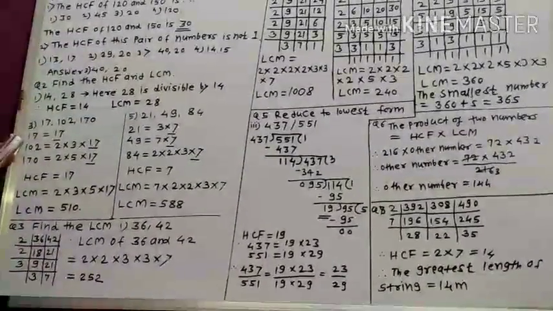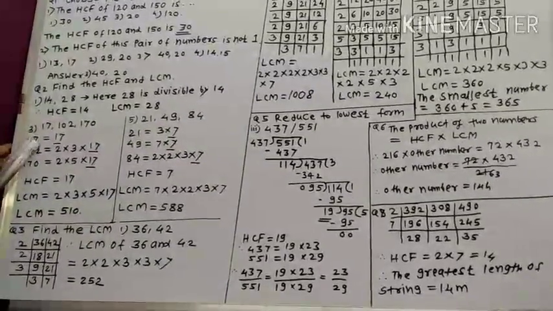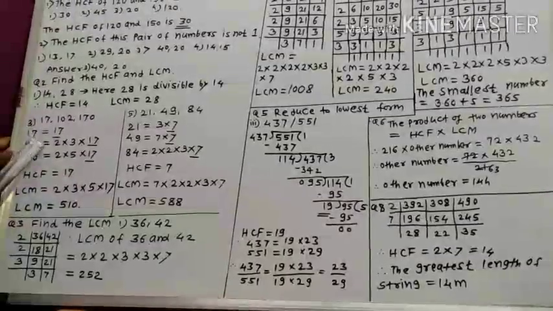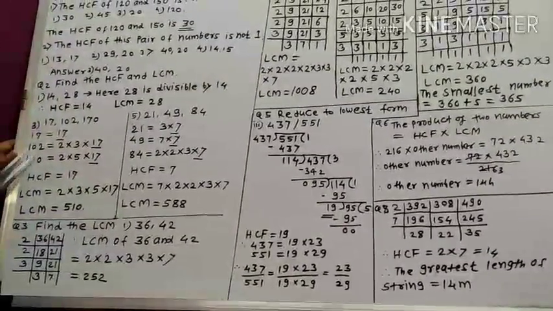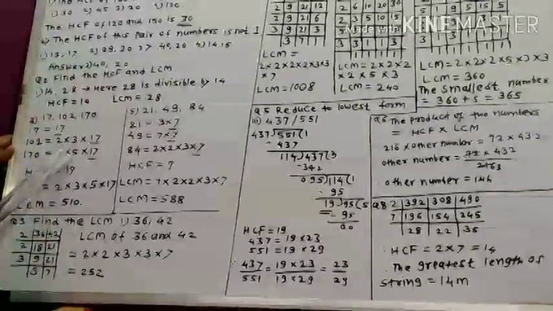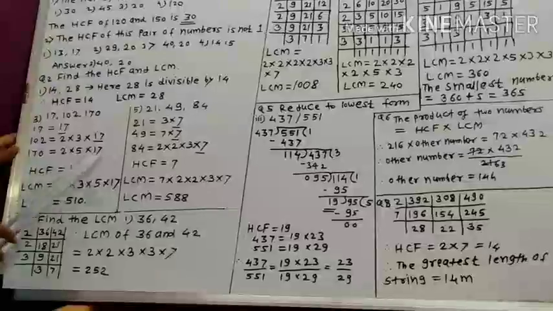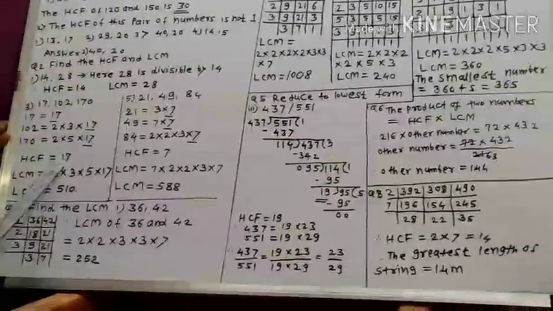First find prime factors of all these three numbers. 17, its prime factor is 17. 102, its prime factors are 2 into 3 into 17. 170, its prime factors are 2 into 5 into 17. All these have common prime factor 17, therefore its SCF is 17.